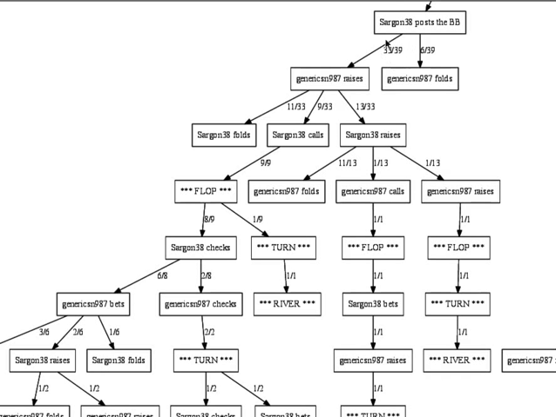So after I post the big blind, we see a tally here: 3 out of 39 times, my opponent raised, 6 out of 39 times he folded. And after he raised, 11 times I folded, 9 times I called, and 13 times I re-raised.